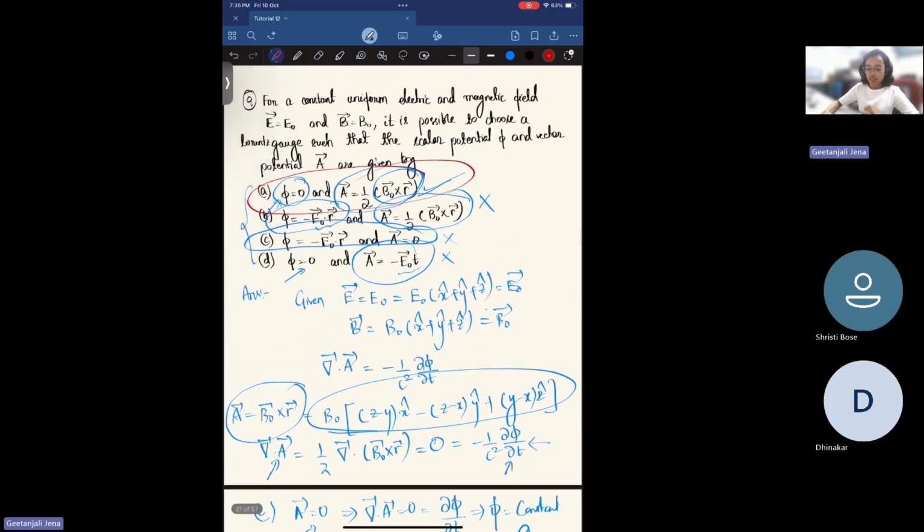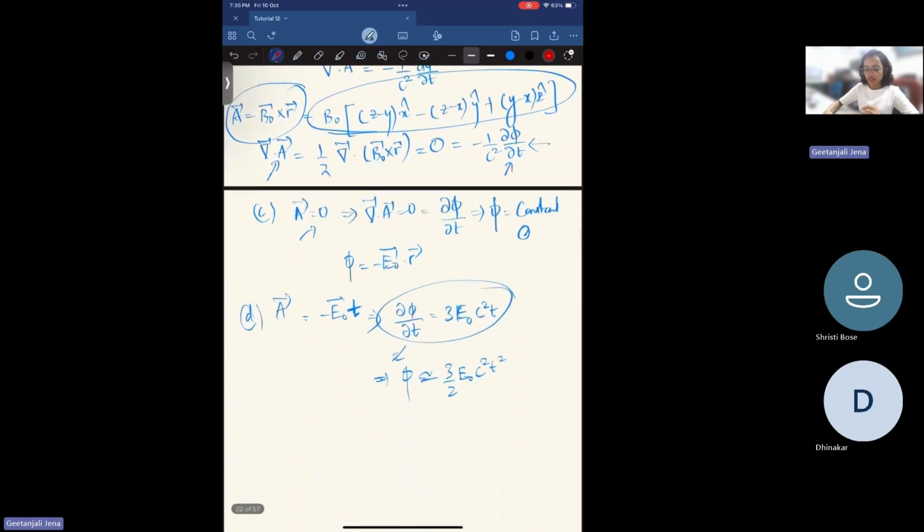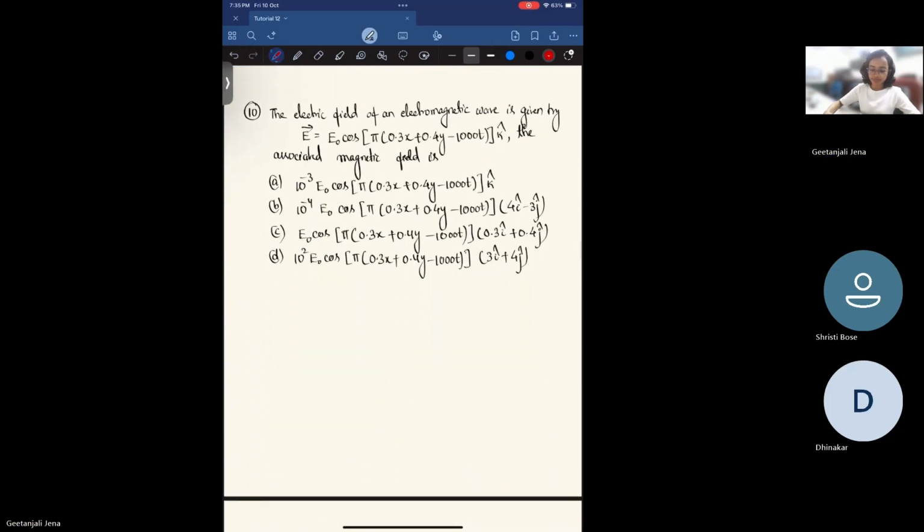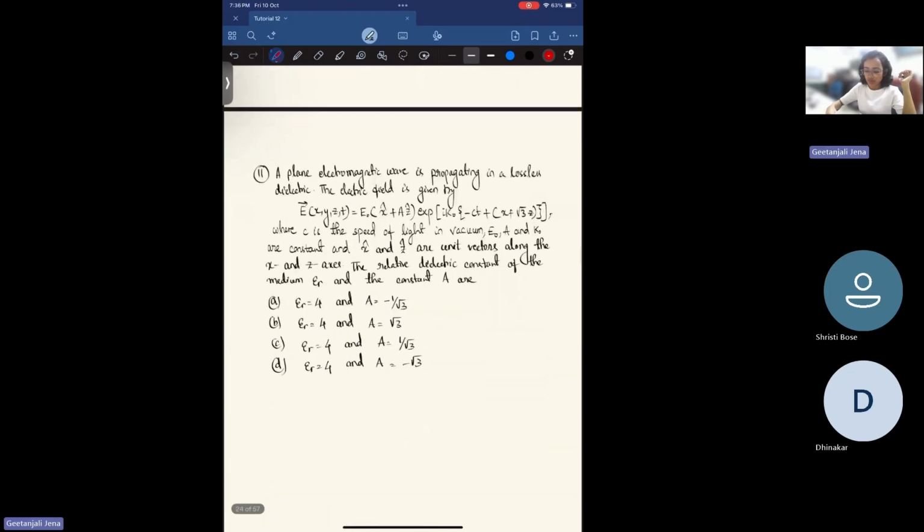Is this clear? Can I move to the next question? The next question is quite easy, so I will let you find out. The answer for this will be option B. Just check it, it's directly formula based, so it's better if I skip it. Let us see our next problem.